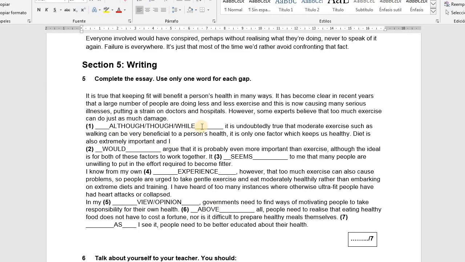Although, though, while. You can't say whereas because it's not two different things. It's two aspects of the same point. So I would argue, seems, in my experience, view or opinion, both are correct. Above all, I considered after all, Lucy and someone else. But it's not really after all; it refers to especially. People need to realize they're eating healthy above all. So I've talked about lots of things, but above all is like a conclusion.